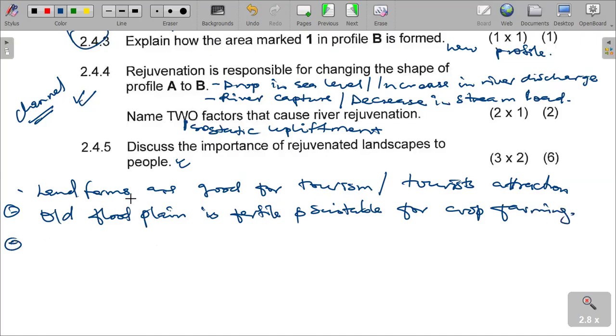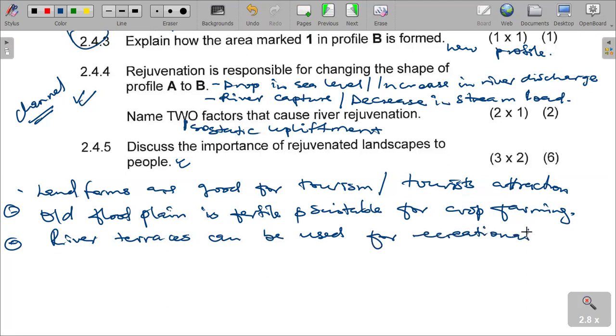And then we can also have terraces can also be good for recreation. Can be used for recreational purposes.